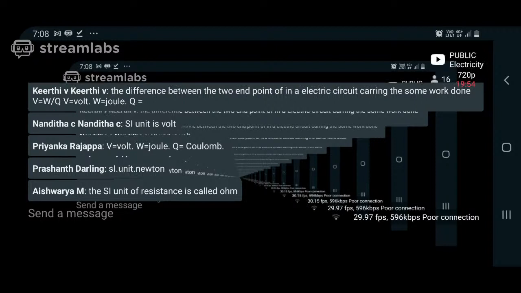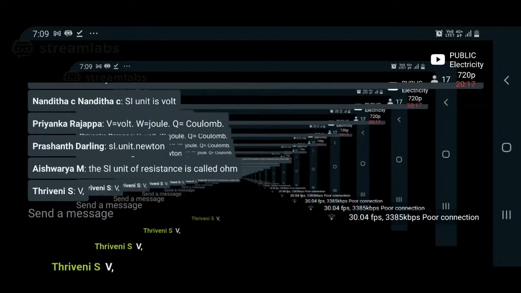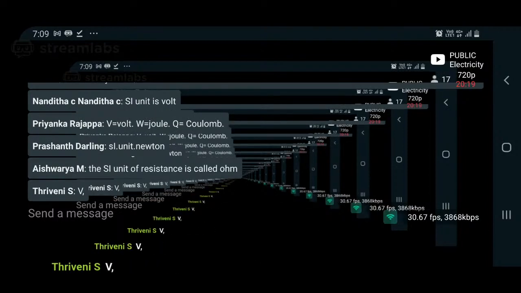Where is Newton, Vandana? For what are you giving Newton? Newton is not here. Newton does not exist in this formula. Try to give the definition first, Ohm's law, then the formula, and then the SI units. Okay? Okay, Ishwarya, try to give the definition first.